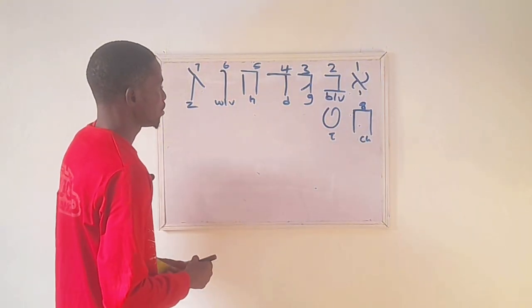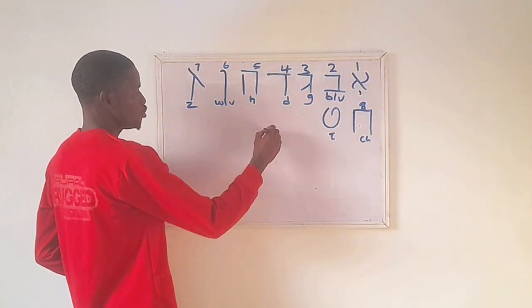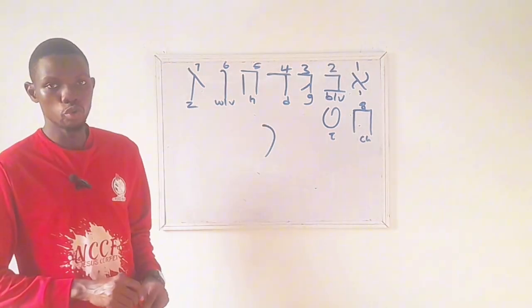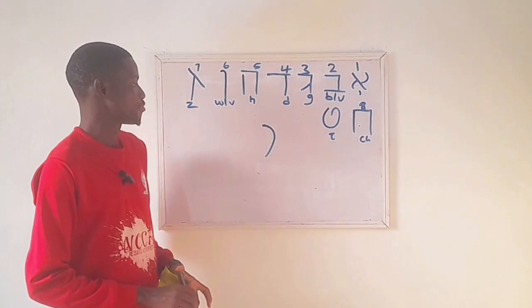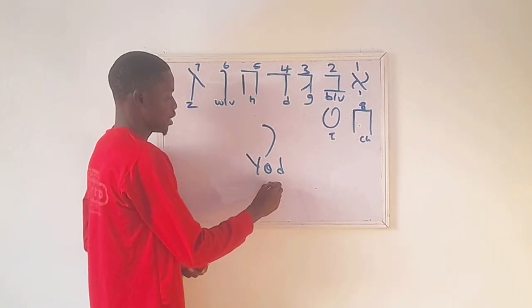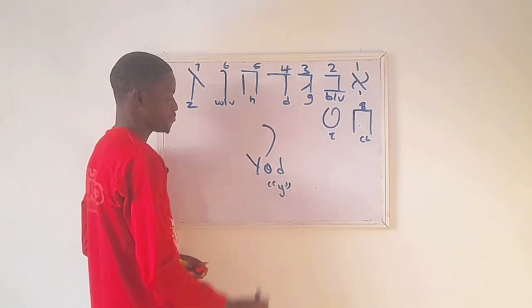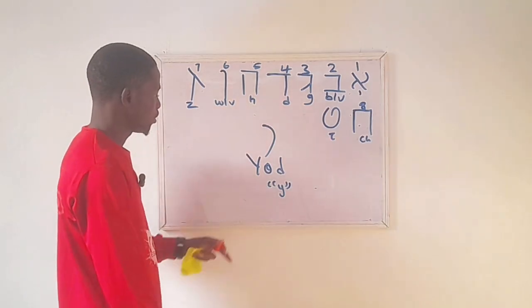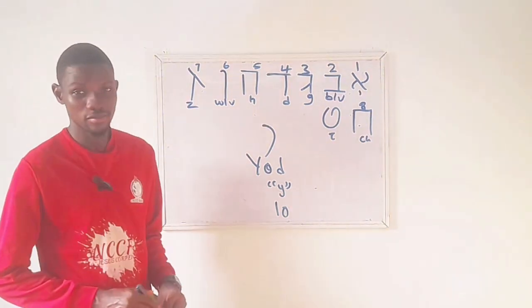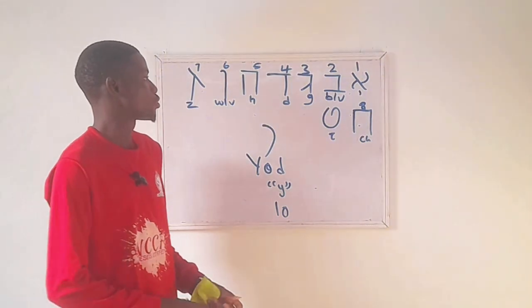All right. The next one is Yod. Y-O-D. The English equivalent is Y. That's our number 10. Yod.